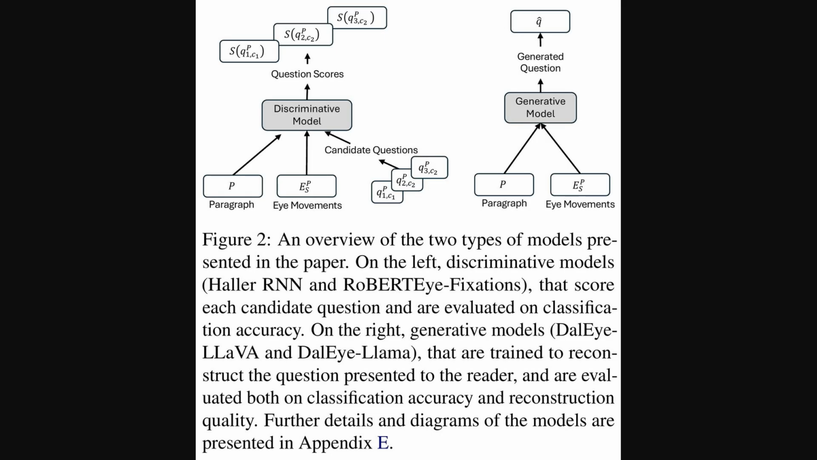Building on that idea of distinguishing between questions, Figure 2 lays out the 2 main types of AI models the researchers used. On the left, we see discriminative models, for example, one called the Hauler Recurrent Neural Network, or Hauler RNN. A recurrent neural network is a type of AI good at processing sequences, like text or eye movements. These discriminative models learn to pick the best option from a set. So they take the paragraph, eye movements, and candidate questions, then score how well each question fits. On the right, we have generative models. These AI systems learn to create new content, attempting to generate the reader's question.